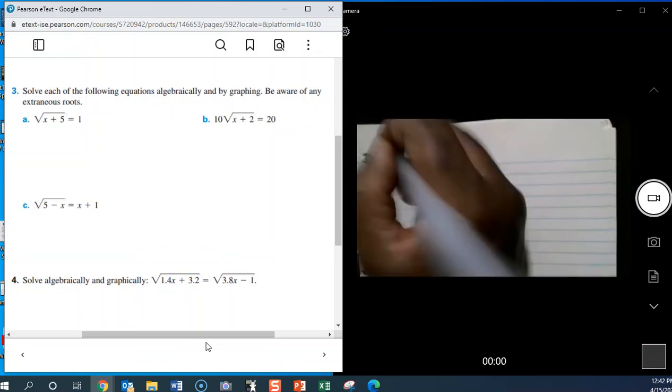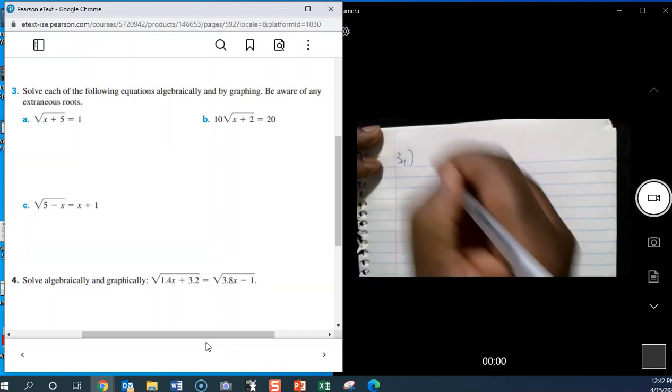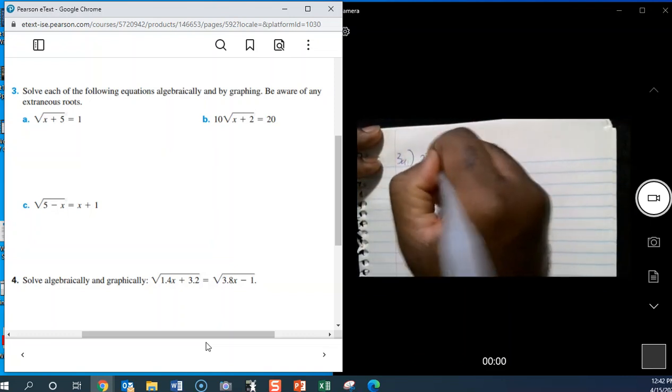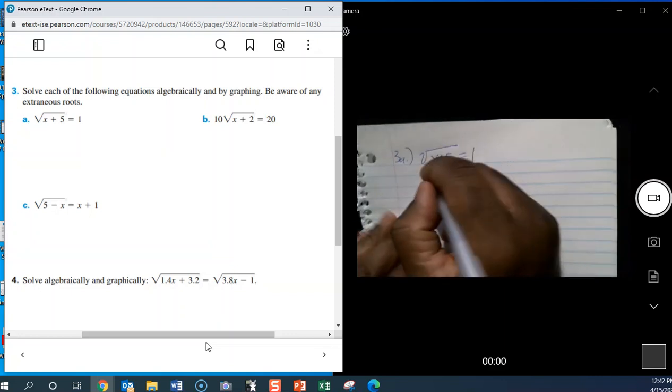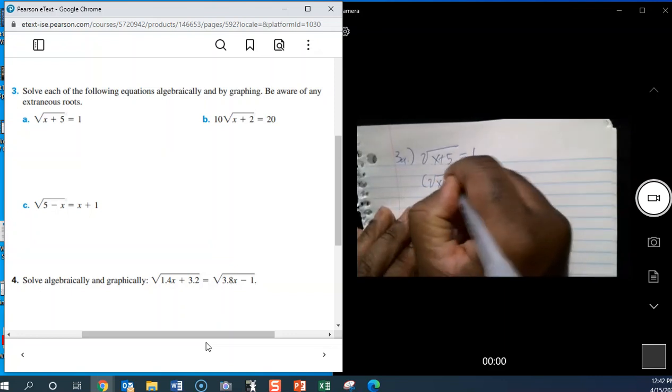Okay, so number 3. 3a, we have the square root of x plus 5 equals 1. It says solve each of the following equations algebraically and by graph, and be aware of any extraneous roots. Okay, so first thing we would do here, square both sides.